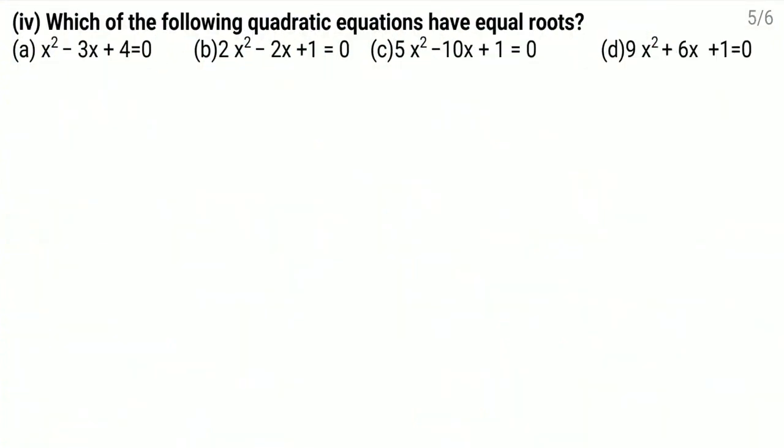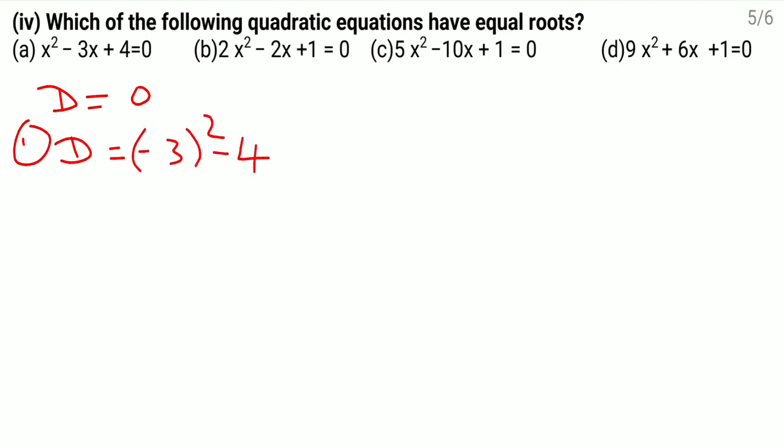Fourth question. Which of the following quadratic equations have equal roots? Equal roots means that D should be equal to 0, and that's all. So both the roots will be equal. Check the first one now. First one, D is equal to b square. b square is minus 3 square.